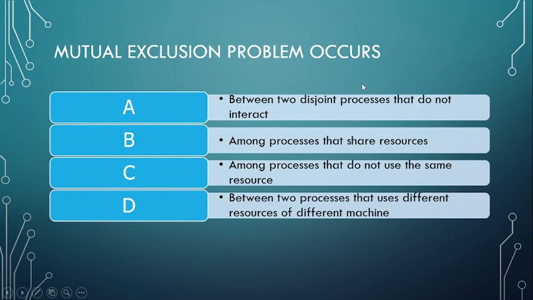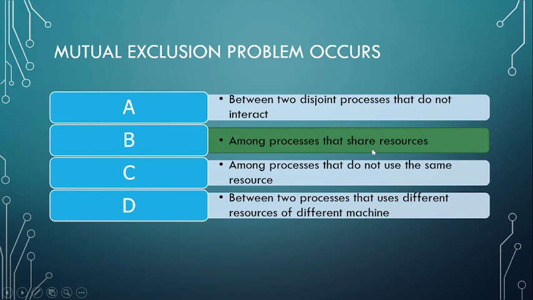Next question: the mutual exclusion problem occurs between 2 disjoint processes that do not interact. The mutual exclusion problem occurs between cooperating processes, so this is not right. Among processes that share resources, option B. Among processes that do not use the same resources, between 2 processes that use different resources of different machines. So the mutual exclusion problem occurs among processes that share resources. That's the correct answer.